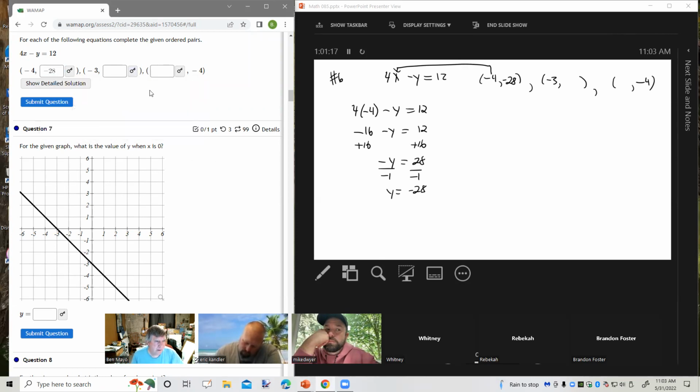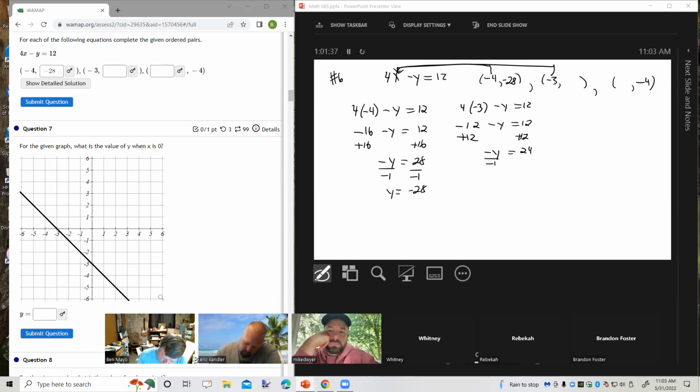-28. Next, x is -3, so that goes in the place of x. So we get 4 times -3 minus y equals 12. -12 minus y equals 12. Add 12 to both sides. Negative y equals 24. Divide by -1, y equals -24.